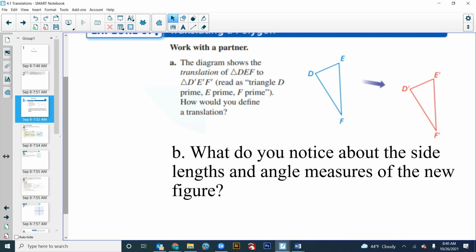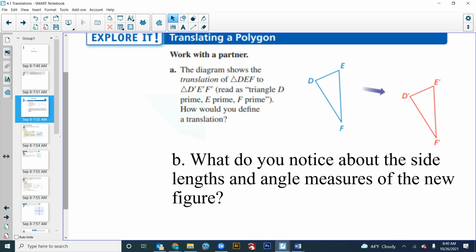All right, let's do letter A. Preston, what'd you get for A? How would you define a translation? You just said that it was like the same exact thing. Well, okay, but how would you define it? A translation is... it moves like up and down and like that.